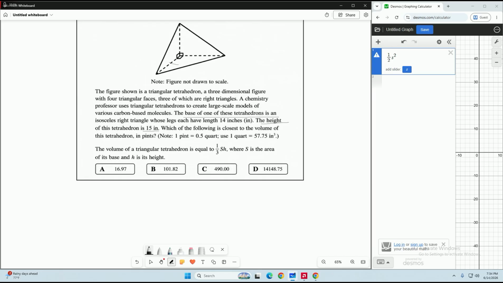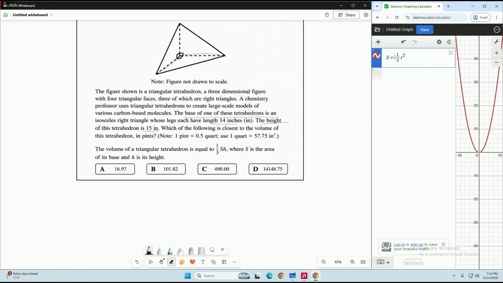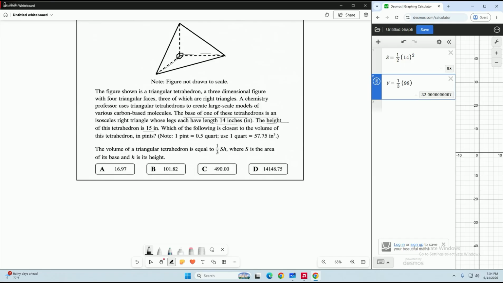It doesn't matter because these are isosceles triangles, so the base and height are the exact same number. And we know that they have a length of 14. So S is equal to 1/2 times 14 squared. Let me put parentheses around that. So S is 98, okay? And then I can calculate the volume by doing V, that's 1/3 S, which is 98, times H, which is 15, given in the problem. So the volume of the tetrahedron is 490 inches cubed.